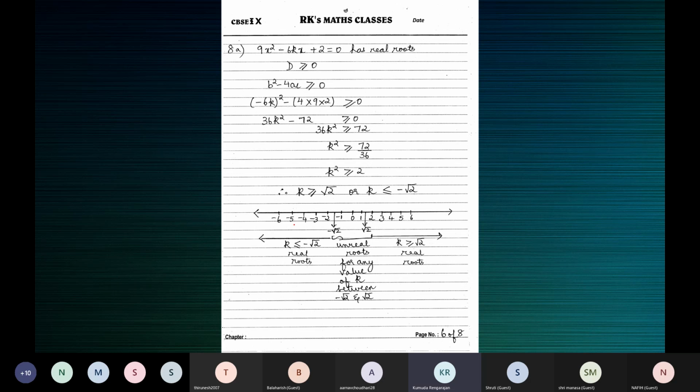Now, what are the values of k greater than root 2? Root 2 is 1.4, somewhere here, between 1 and 2. So I've marked root 2 here. k greater than or equal to root 2. So greater than root 2 means this direction. All these values are greater than root 2. Is that understood? When you take any value in this direction, it will be greater than root 2.